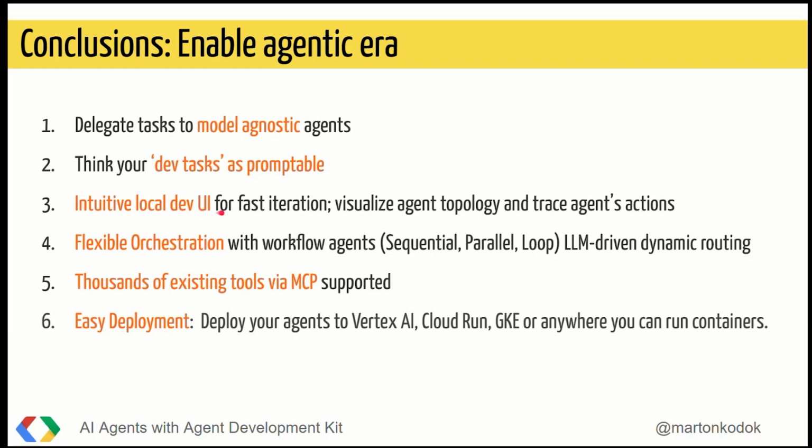You have a local dev UI. You have flexible orchestration. You have thousands of existing tools via MCP supported. So anything on the internet could be MCP or skills or so on. Even Swagger, because that's a hidden capability. You can deploy where you want in the cloud in a free plan. For example, Cloud Run has a nice free plan for the users, up to 2 million requests per month.